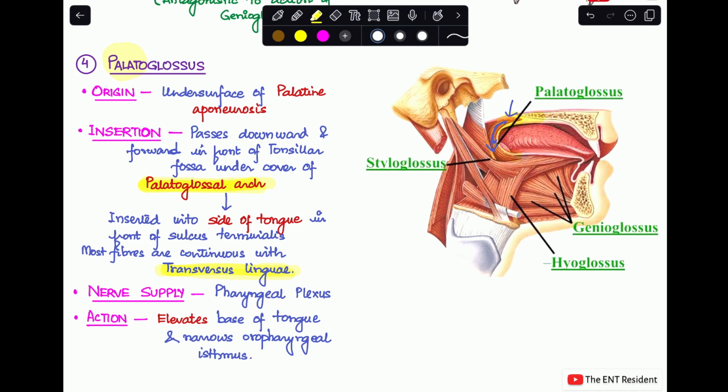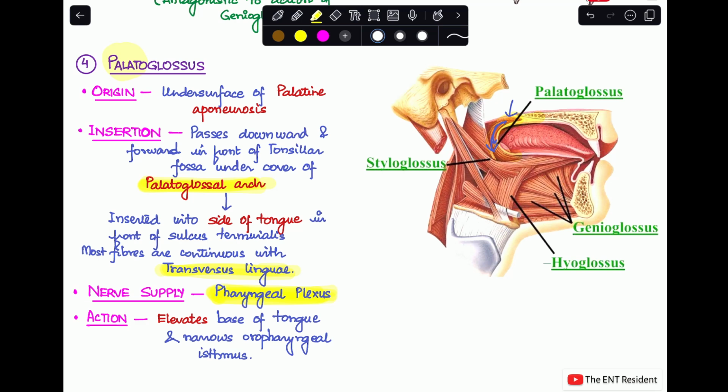Now, palatoglossus is the only muscle of the tongue which is not supplied by the hypoglossal nerve. It gets its nerve supply through the pharyngeal plexus from the vagus nerve. So, this is the only muscle that you need to remember the nerve supply of separately. Otherwise, all the other muscles are supplied by the 12th cranial nerve, which is the hypoglossal nerve. And the action of this muscle is that it elevates the base of the tongue and it helps in narrowing the oropharyngeal isthmus.